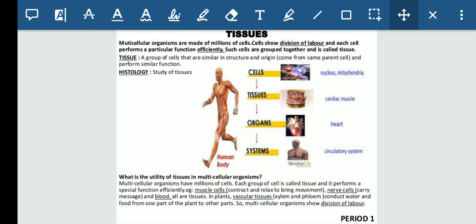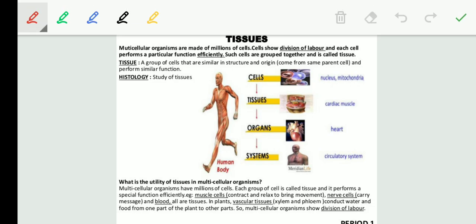Fine? So, we see that cells which are specialized in a function are grouped together and form a tissue, right? So, we can say that tissue is a group of cells, right? It's a group of cells that are similar in structure and origin. Fine? Origin means they come from the same parent cell, and perform similar functions, right?